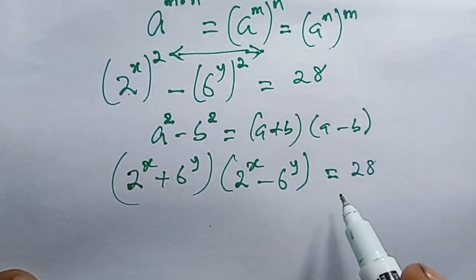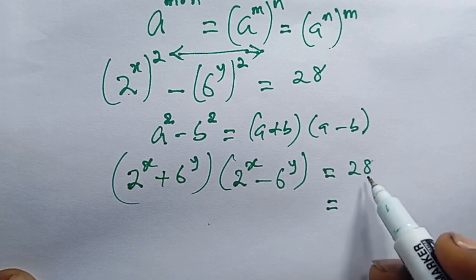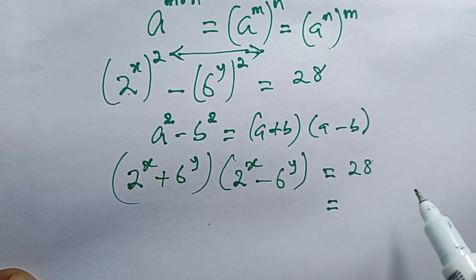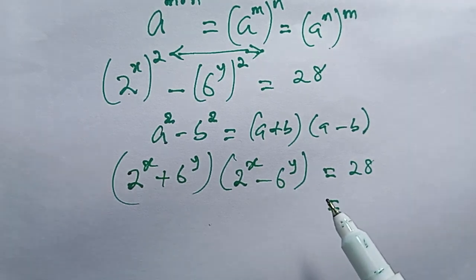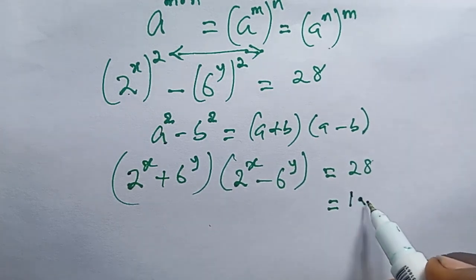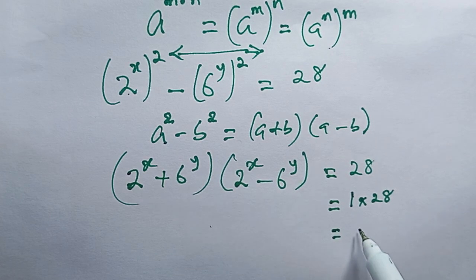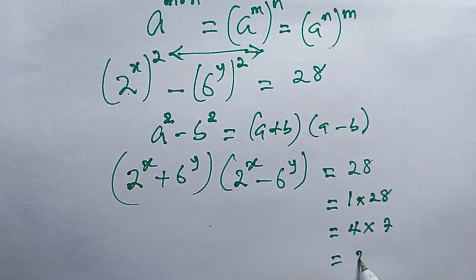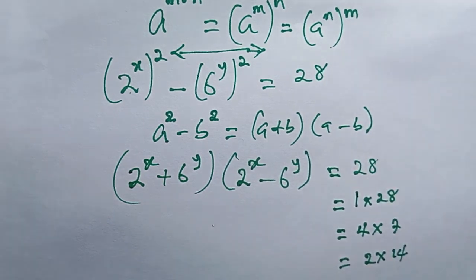Okay, so simplifying the right hand side, you can see that we can write this 28 as a product of 2 terms, the same way as we have the left hand side as the product of 2 terms. So we can write this 28 as 1 times 28, and of course you can also write it as 4 times 7, and as well you can write it as 2 times 14. Basically, these are the 3 ways you can write 28 as a product of 2 terms.